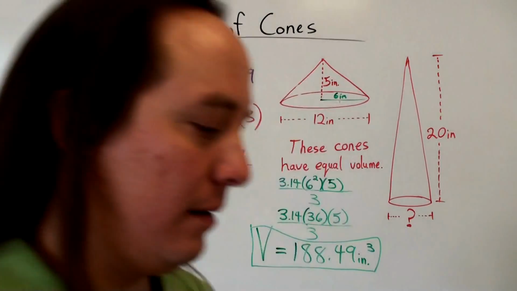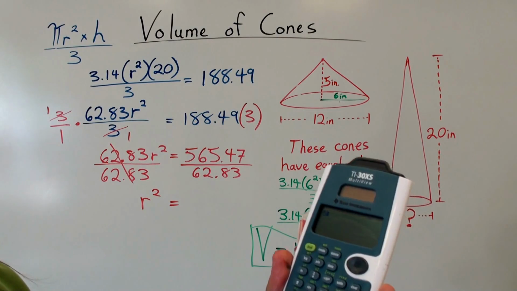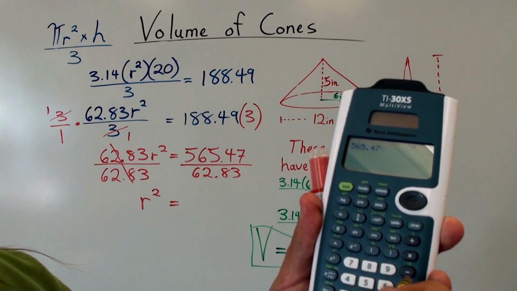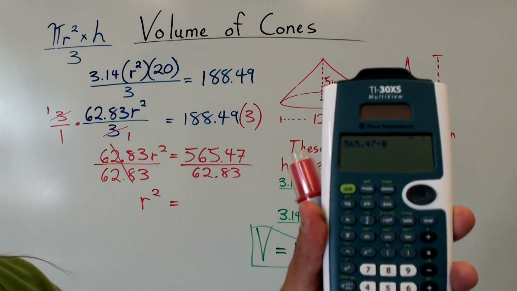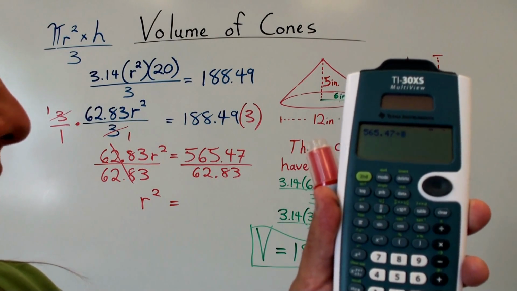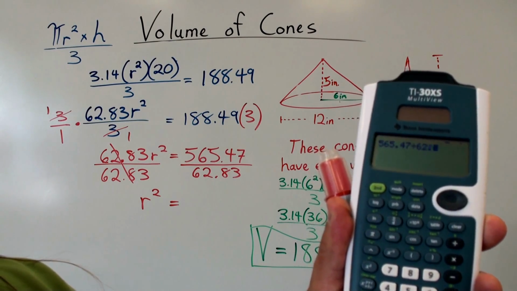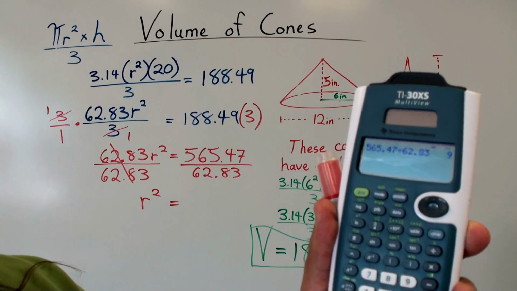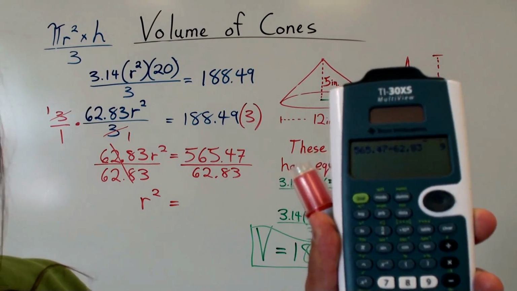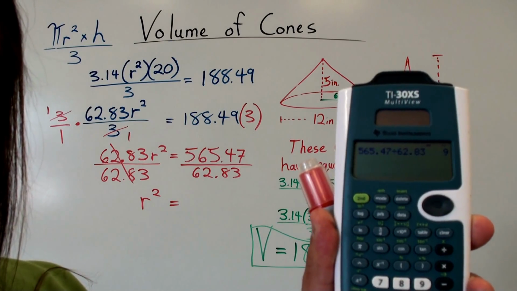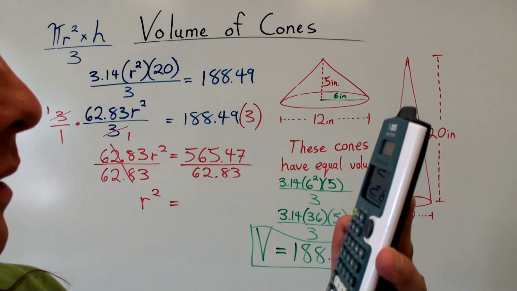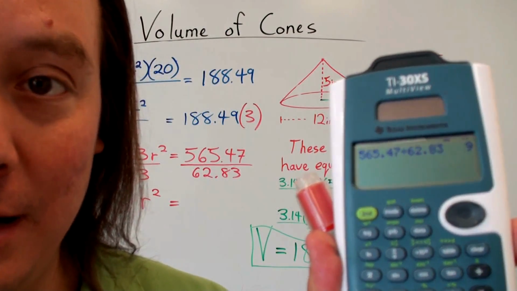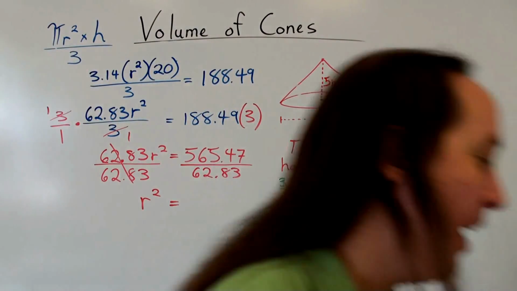So 565.47, divided by, did I hit divided by? Yes. I hit divided by 62.83. All right, what do we get? Okay, and hit enter. Holy crap, I got exactly 9. Check that out, that's awesome. I'm sorry, I just expected there to be a decimal. That's pretty nice. I like the way that looks. Okay, so I got 9.